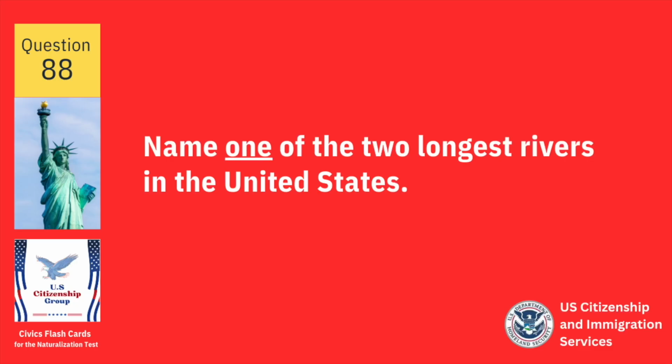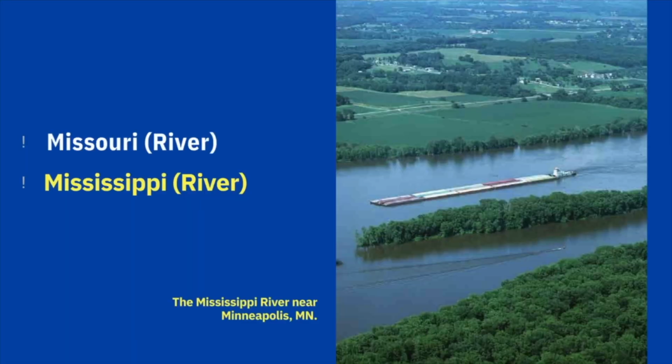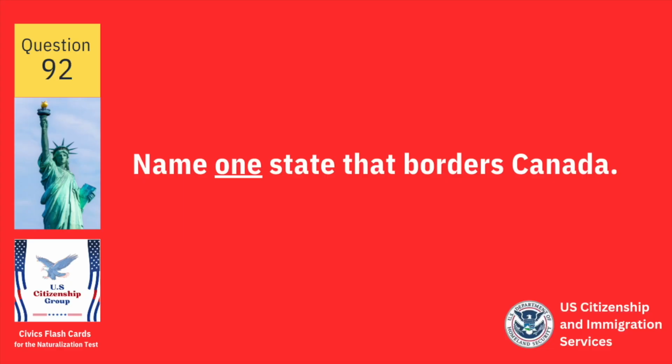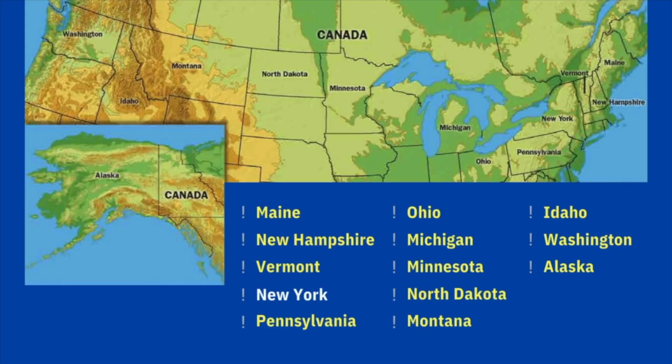Name one of the two longest rivers in the United States. Missouri River. Name one state that borders Canada. New York.